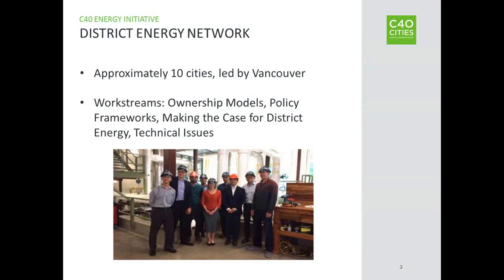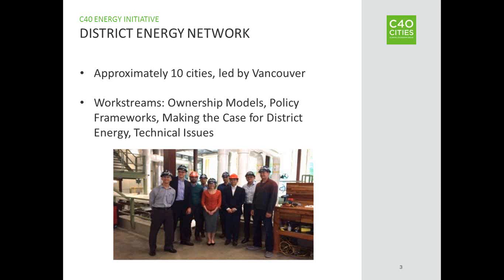Looking at our district energy network, we're very pleased to have our lead city on today, with Pander from the city of Vancouver presenting later on. There are about 10 cities that are active in this group right now, and I've identified some of the main issues that cities are working on together through this network, including ownership models and policy frameworks. C40 did recently join the District Energy in Cities Initiative, and we're very pleased to be working with UNEP and ICLEI and the other partners on this project.